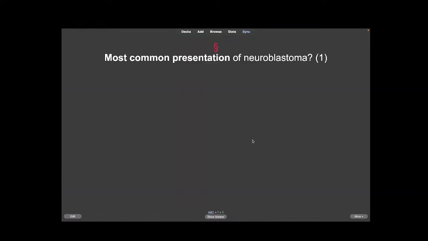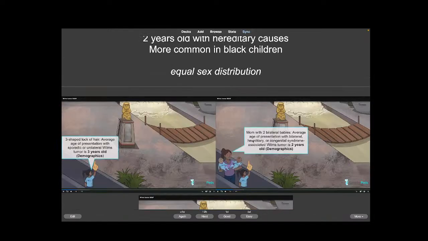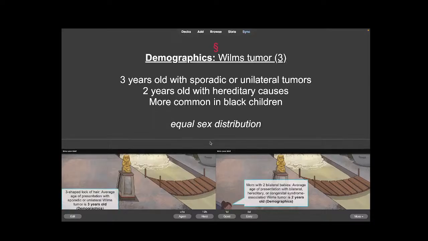Gouty boy. You're gouty. Most common presentation of a neuroblastoma. Did they talk a little bit about it? I don't know what they say. So 3 years old, or 2 years old with hereditary cause. More common in black children. Wilms tumor. Okay.